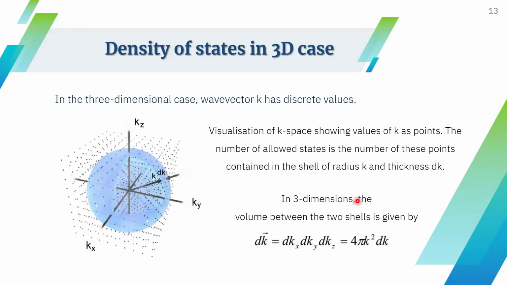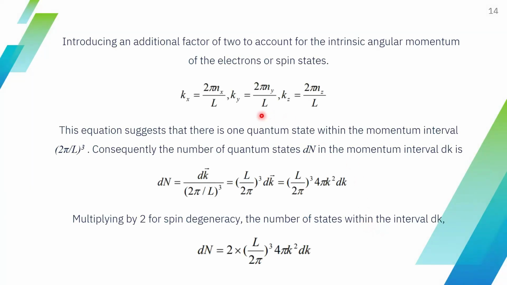So in three dimension, the volume between two shells is given by dk vector equals dkx dky dkz, which equals 4πk² dk. Now I would like to introduce the additional factor of 2 to account for the intrinsic angular momentum of the electrons, or spin states. The number of states is given simply by dividing this volume by the volume of a single energy state. So here you can see kx equals 2π nx by L, ky equals 2π ny by L, kz equals 2π nz by L.